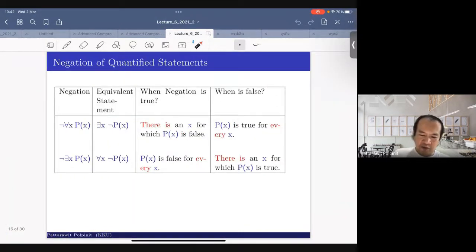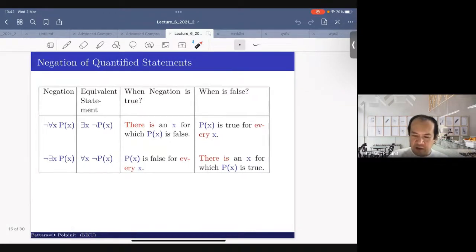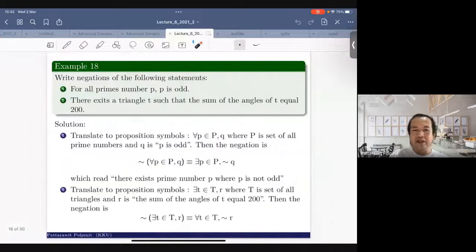To summarize, the negation of for all x, P of x is there exists x, negation of P of x. The negation of there exists x, P of x is for all x, negation of P of x. It's quite easy looking at the symbols, but let's see if you can do it with an actual English sentence.